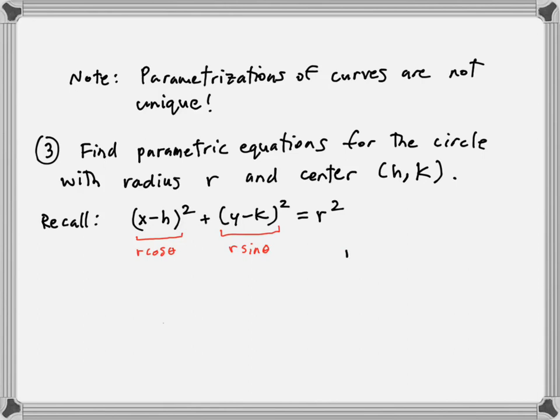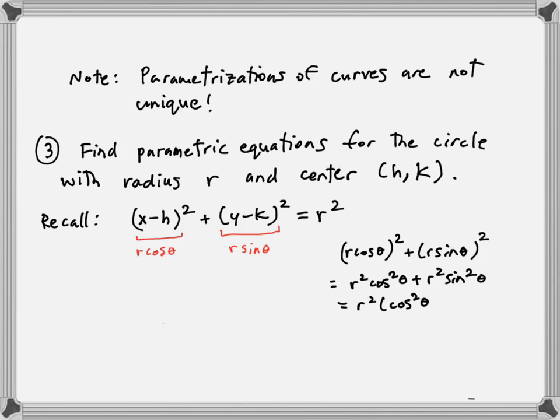What is r cos theta? So (r cos theta) squared plus (r sine theta) squared is equal to r squared cos squared theta plus r squared sine squared theta, which is just r squared times (cosine squared theta plus sine squared theta), which is just r squared. Okay, so what does this mean? How do we get it to look like that?